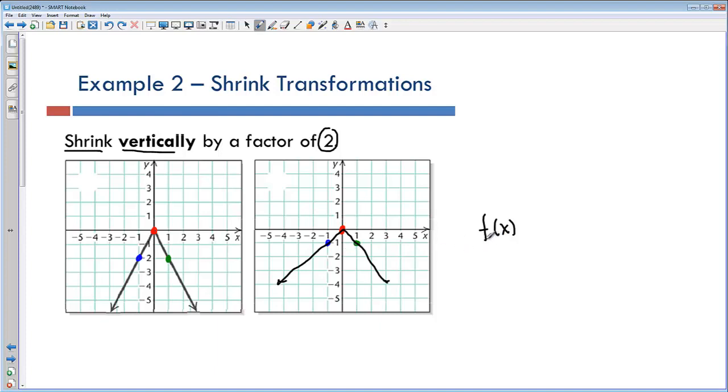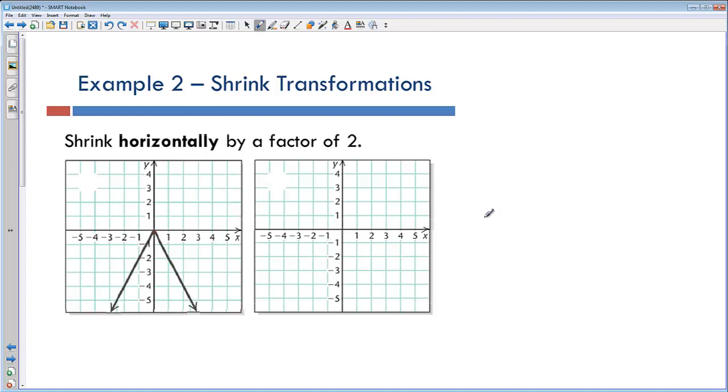And so if you shrink vertically by a factor of 2, instead of multiplying by 2, you just divide by 2, or multiply by 1/2, right? So you could write it like this if you want, f of x divided by 2, or you could write 1/2 of f of x. Most of the time we do something like this, 1/2 of f of x. But that's shrinking vertically by a factor of 2.